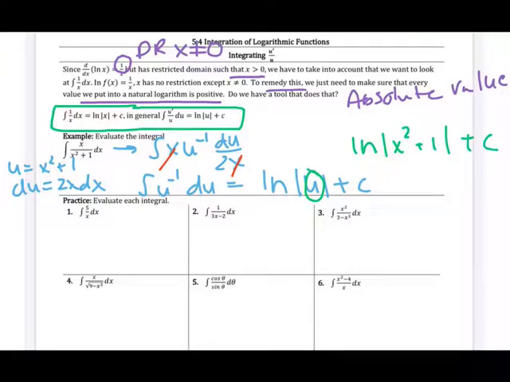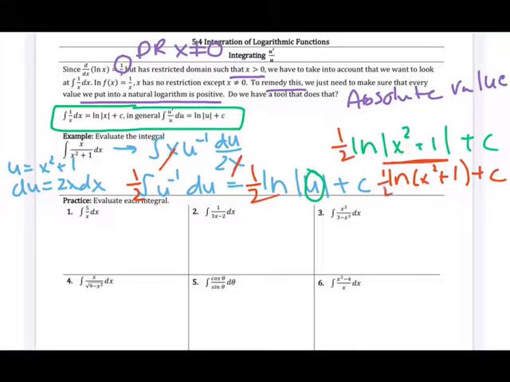Something I want you to notice on this particular problem is that this absolute value is a little bit redundant. No matter what, if I square something and add 1, that's always going to be positive. So you are more than welcome to rewrite this without the absolute value, just noticing that it's already going to be positive. And I totally left off my 1/2 here. This should be 1/2 times this, which means this should be 1/2. Shame on me. I apologize.